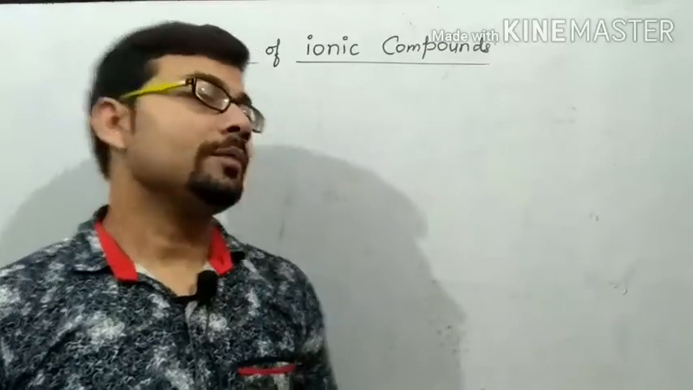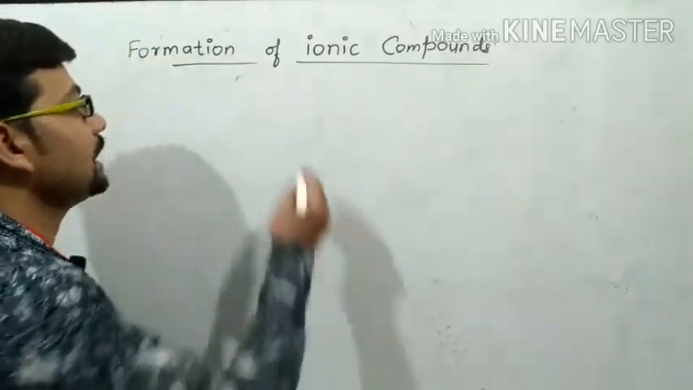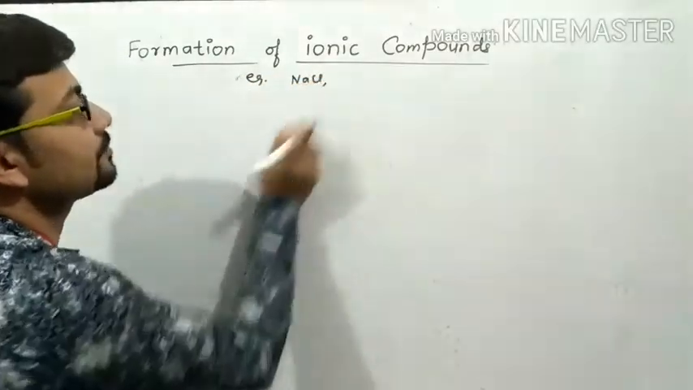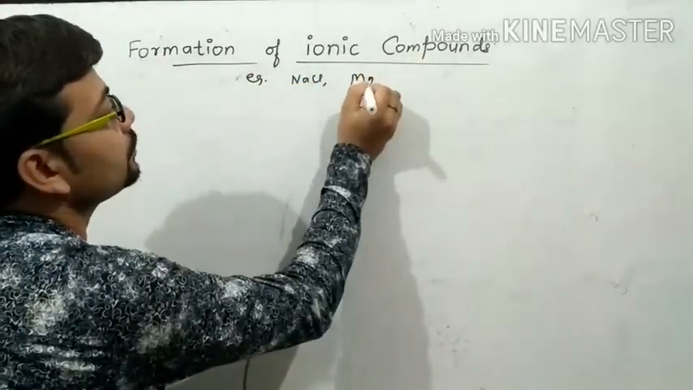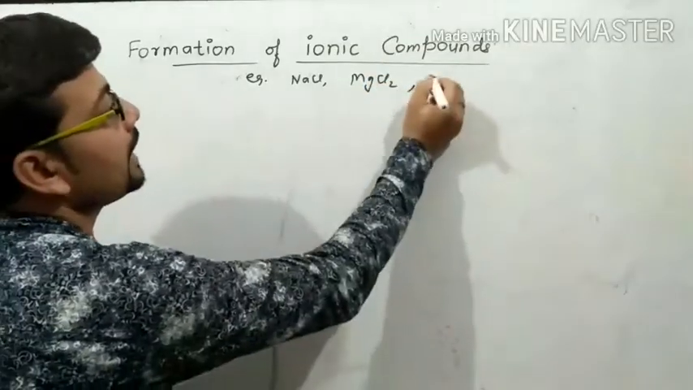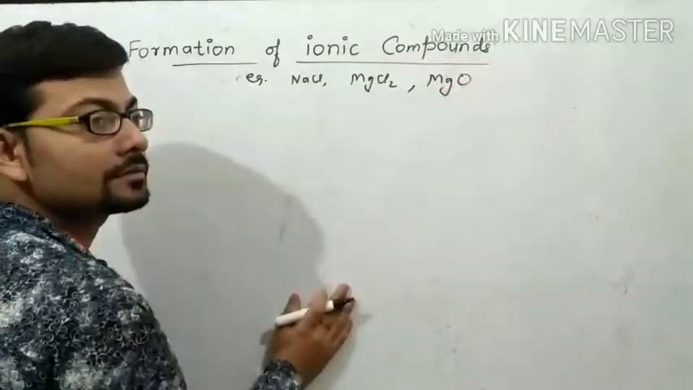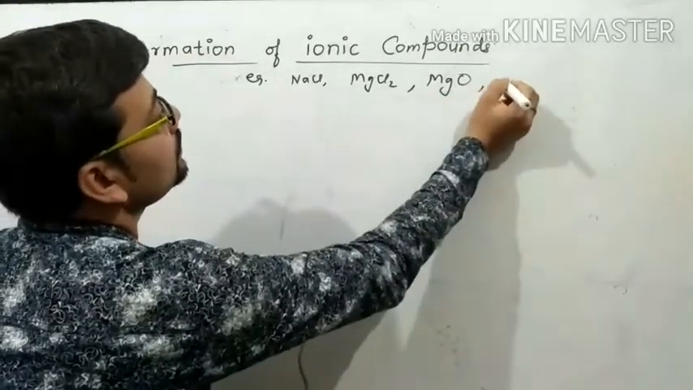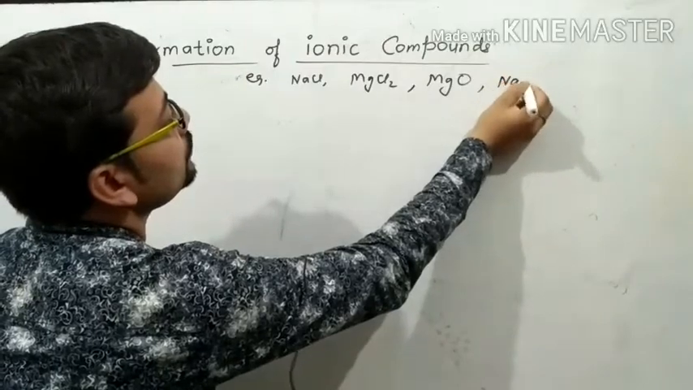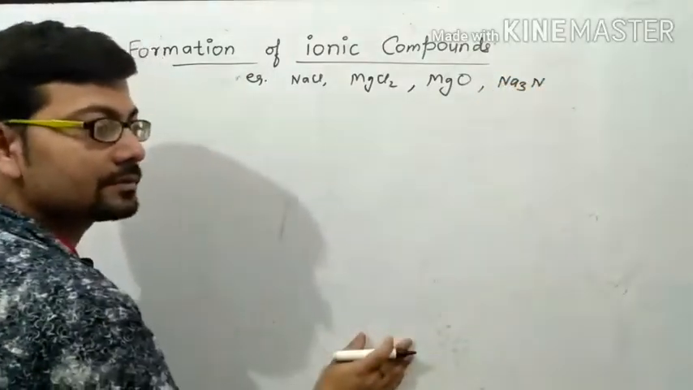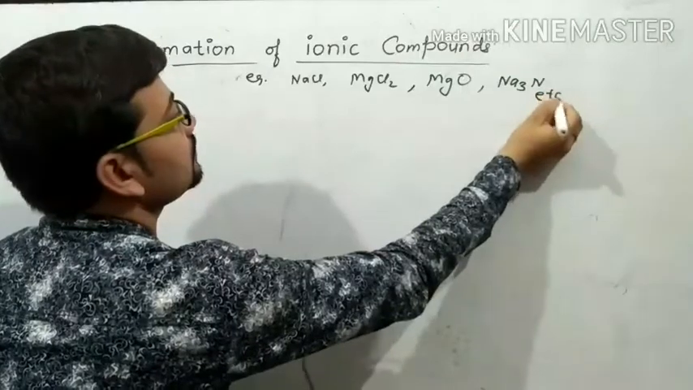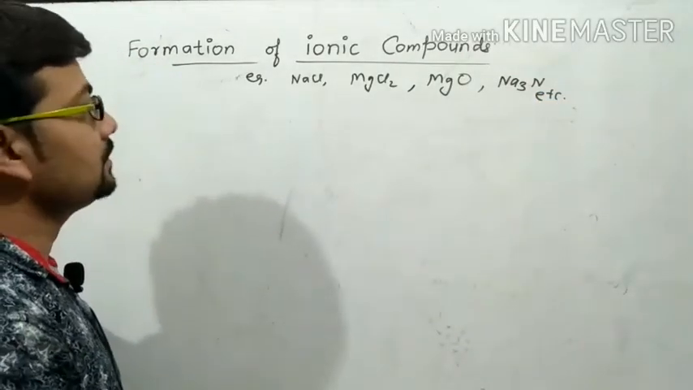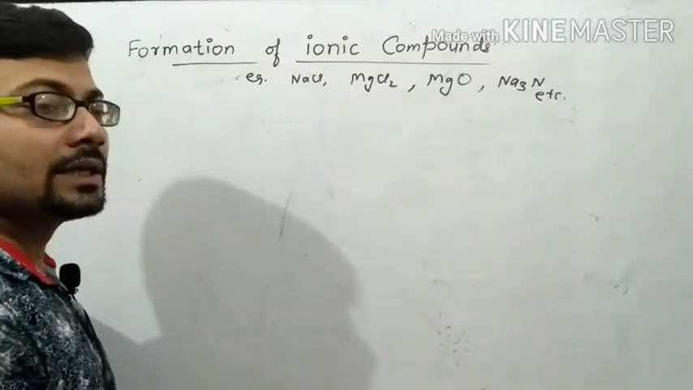So formation of ionic compound. As you know, ionic compounds, take some examples like NaCl, magnesium chloride, magnesium oxide, right? And also sodium nitride, etc. So basically I will take one by one of these ionic compounds.